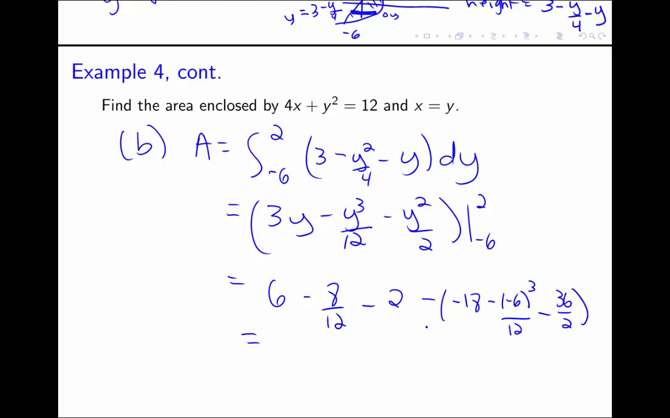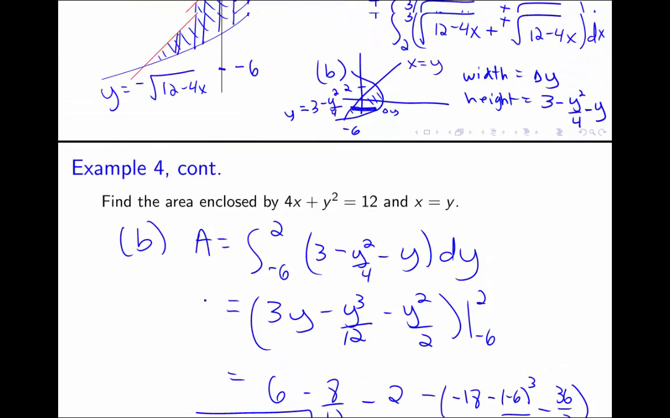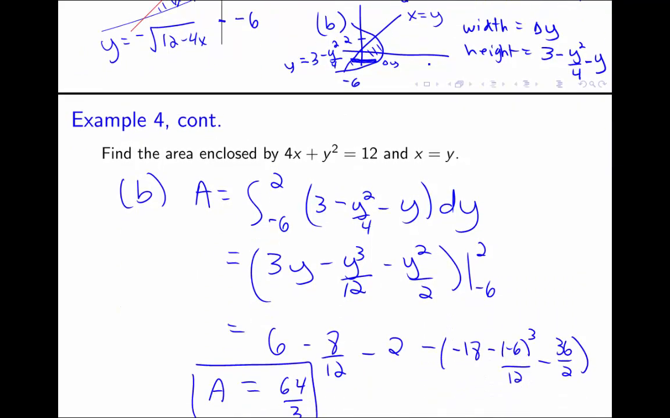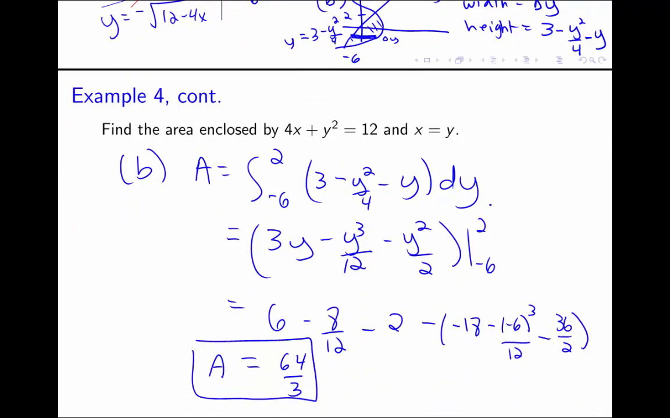And these are a little bit larger numbers, but with a little bit of arithmetic here, we can find that our area will end up being 64/3. And we would get the same thing by evaluating our setup here in part A, and you can verify that, but we would prefer to do the work of computing the integral with respect to y, since that's going to be a little bit easier.